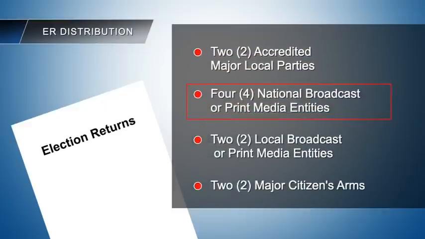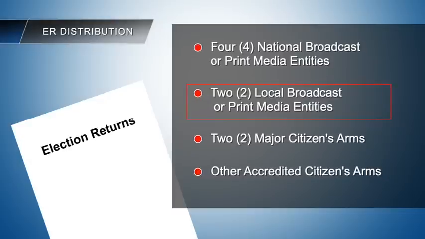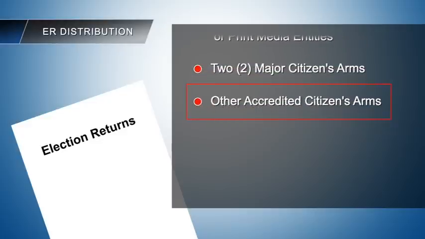4 national broadcast or print media entities, 2 local broadcast or print media entities as may be equitably determined by the Commission, 2 major citizens' arms, including the accredited citizens' arm and other non-partisan groups or organizations enlisted by the Commission, excluding PPCRV and NAMFREL. The remaining copies shall be given to other accredited citizens' arms other than PPCRV and NAMFREL.